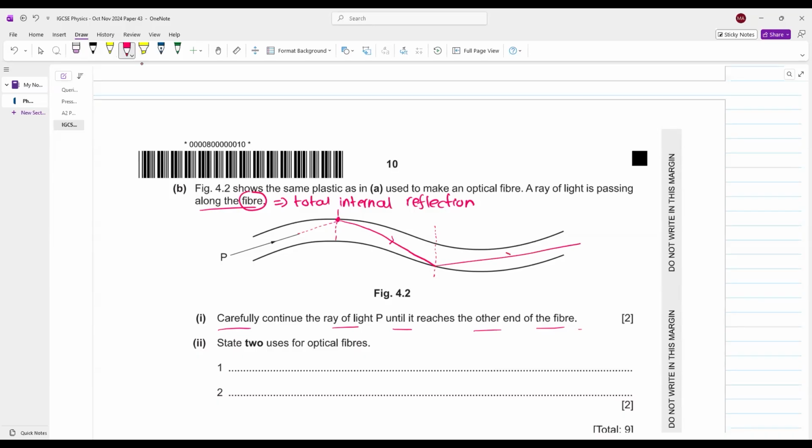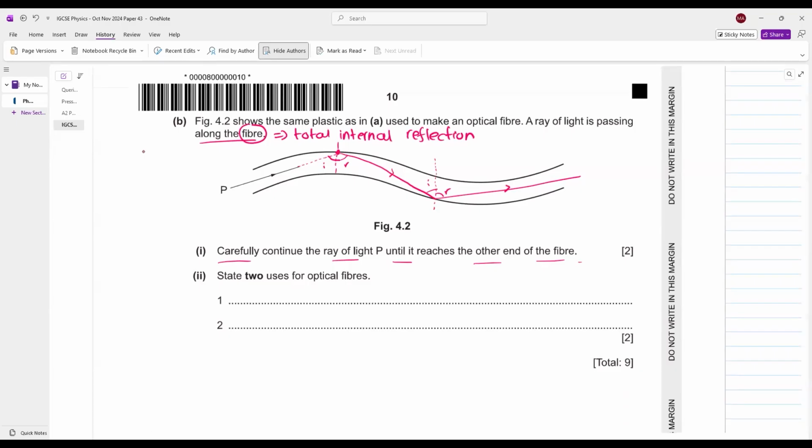Like this. This is your angle of incidence. This is your angle of reflection. This is your angle of incidence. This is your angle of reflection. Simple. You can mark it in a better way like this. Simple. State two uses of optical fiber cables.